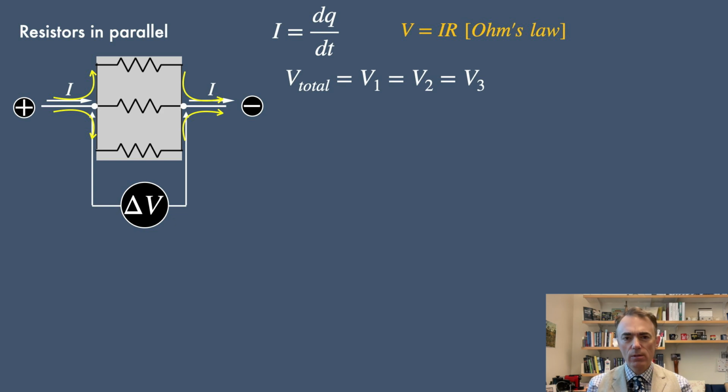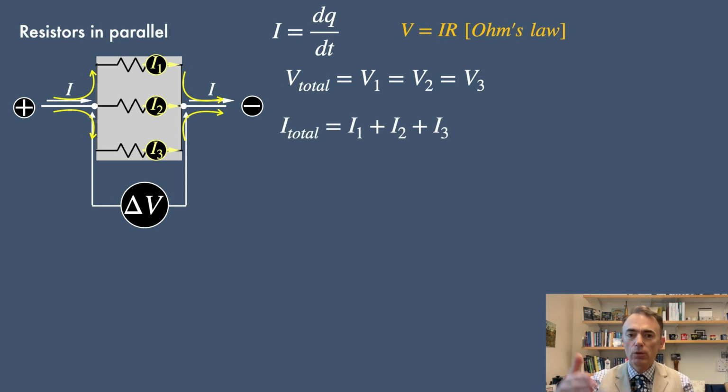The current arrives at the junction and finds different paths to follow. This distributes the current along all possible paths. Because of conservation of charge, the total current is the sum of the currents through each path. The current through each path resistor depends on the resistance. So I total equals I1 plus I2 plus I3. Let's go to Ohm's law to derive the equivalent resistance of a parallel circuit.